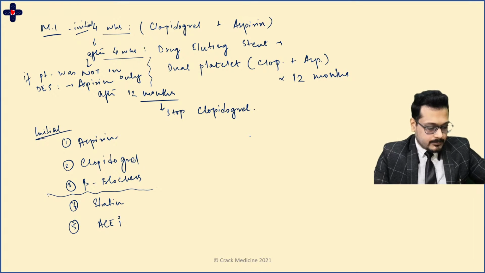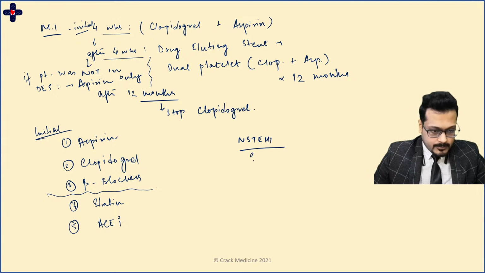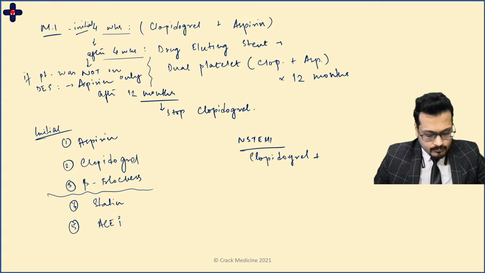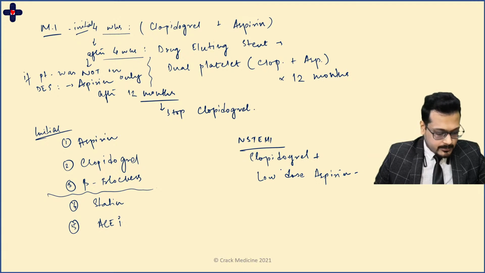Also one more thing, in cases of non-ST elevation MI, clopidogrel plus low dose aspirin should be continued for 12 months. In whom you are suspecting high risk of mortality or MI, you have to continue this for 12 months.